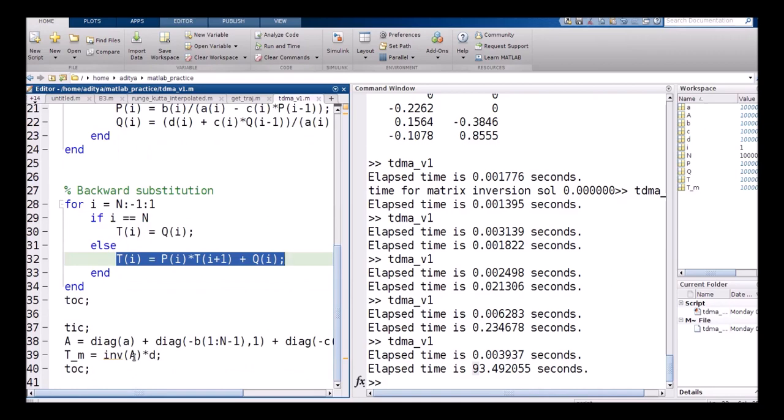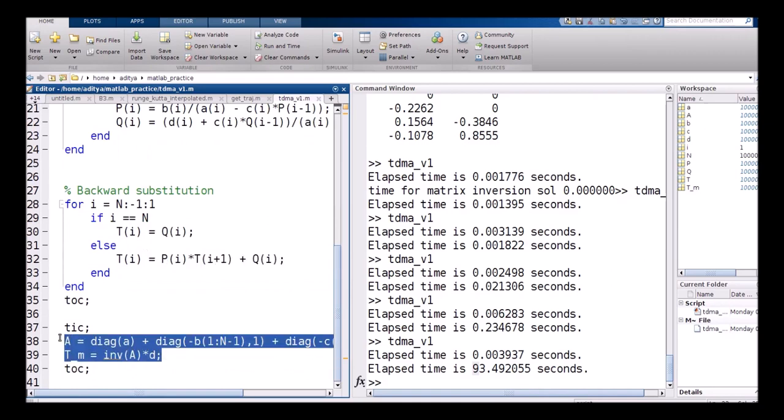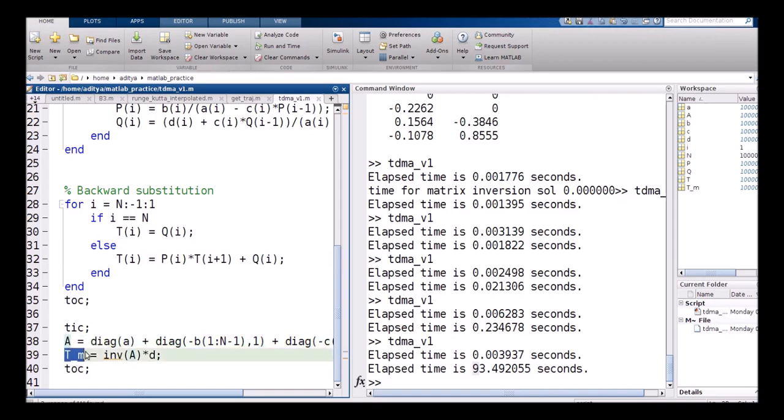and we used advanced functions of MATLAB to form the matrix A and then find the solution using the inverse of A. So thank you for watching.